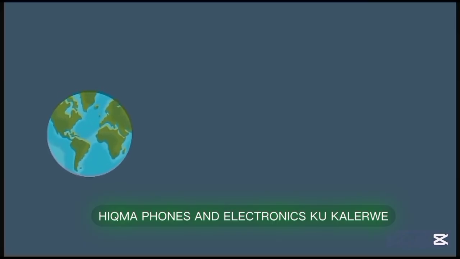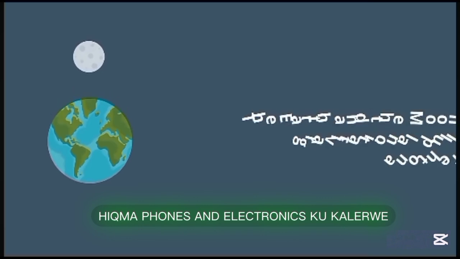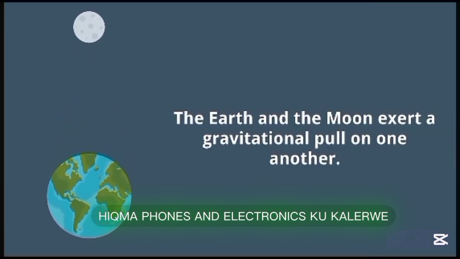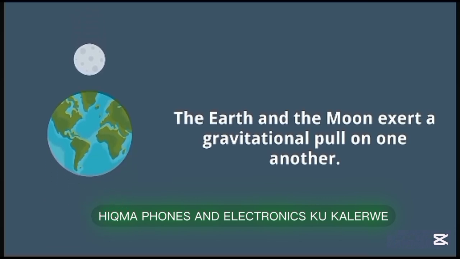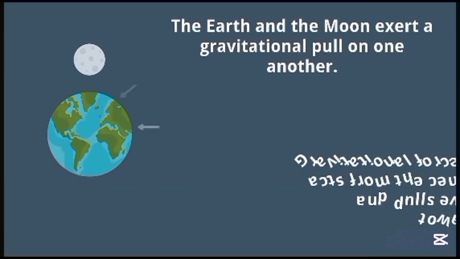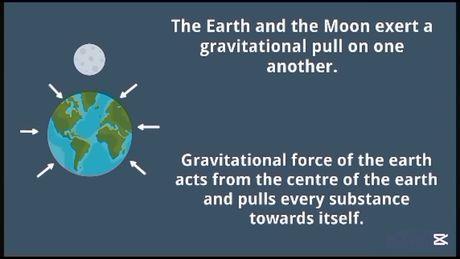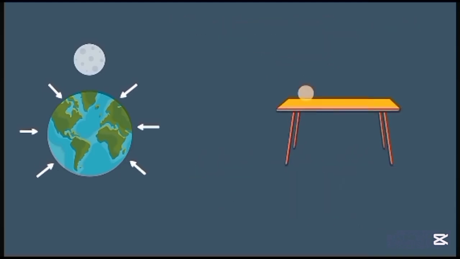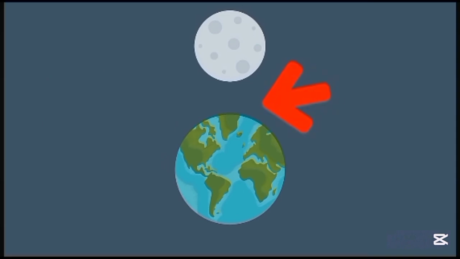Now, looking at the Earth and the Moon. The Earth and the Moon exert a gravitational pull on one another, like you can see in those visuals. That means that the gravitational force of the Earth acts from the center of the Earth and pulls every substance towards it. Let me give you an example of a ball on top of a table. It will fall towards the ground, meaning that the Earth has a gravitational force. Now, looking at the Earth and the Moon, in between there is what we call a gravitational pull from the Moon towards the Earth. The gravitational pull of the Moon.